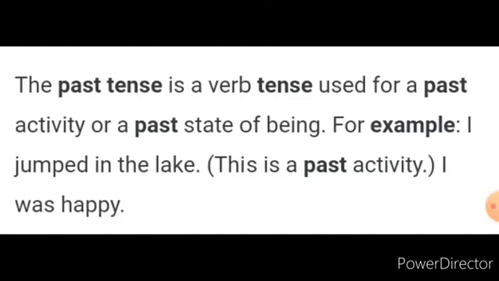I was happy. I was. The verb, that is the be form verb, is here given as was. I was happy. So it is past tense.